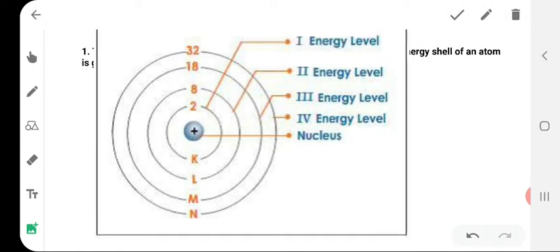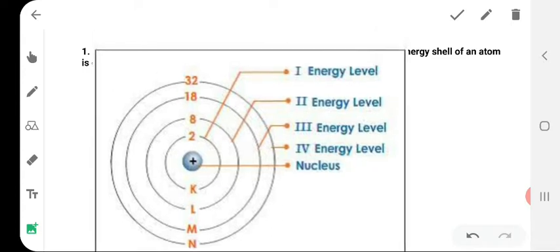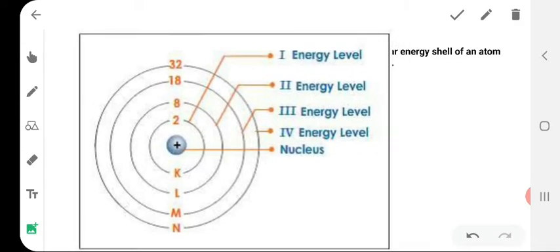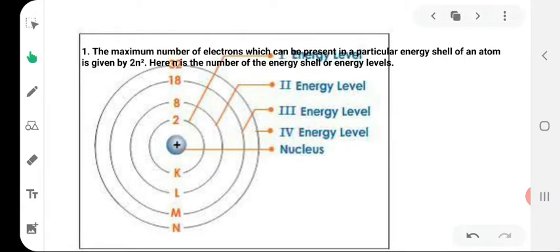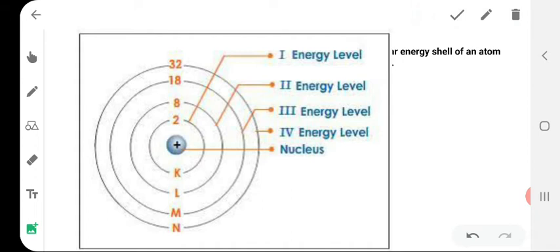As you can see in this picture, in the K shell there are 2 electrons, in the L shell there are 8 electrons, in the M shell there are 18 electrons, and in the N shell there are 32 electrons. So how can this be found?